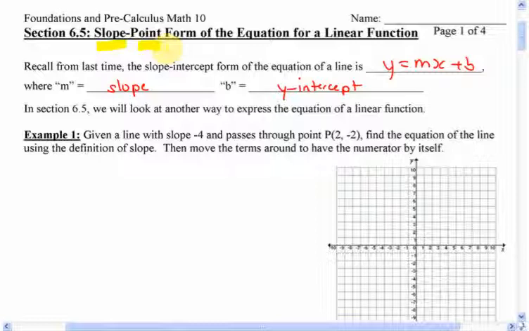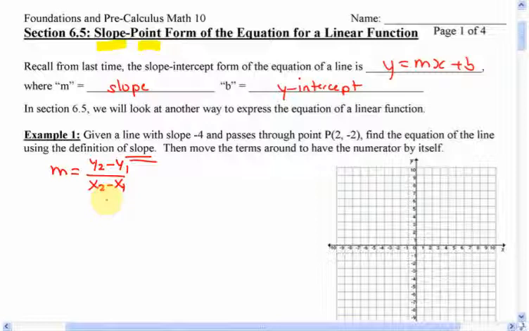Given that we have a line with slope -4 and passes through this point, I want you to find the equation of a line using the definition of the slope. Okay, now what do I mean by definition of a slope? Let's think about this. Slope equals y sub 2 minus y sub 1, right? Say with me. All over x sub 2 minus x sub 1. Good. Okay? So the idea of the slope is that it's the change in the two y values divided by the change in the two x values.